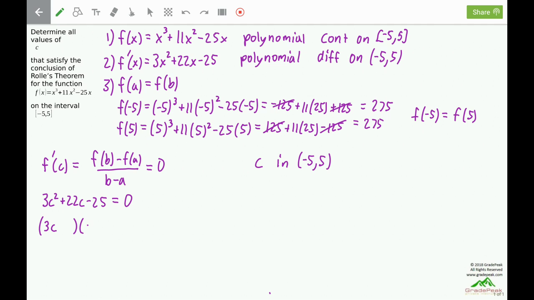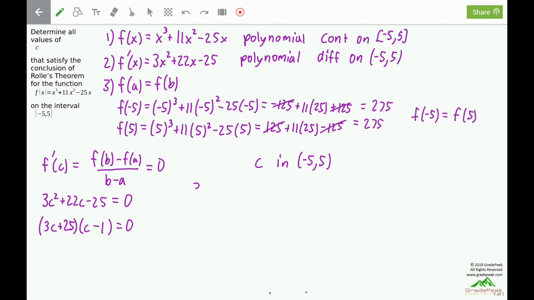Because it's 3c squared, it'll factor into a 3c and a c. We need two numbers that multiply to be a negative 25 and add to be a positive 22 after one of them is multiplied by 3. 25 is 25 times 1 or 5 times 5. It looks like the 25 and the 1 will work if the 25 is put here and the 1 is put there, since that will give a 3c and a 25c. And that can add to be the 22 if the 25 is positive and the 3 is negative. That means we need a negative here and a positive here.